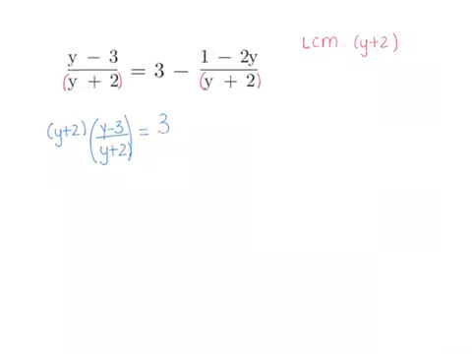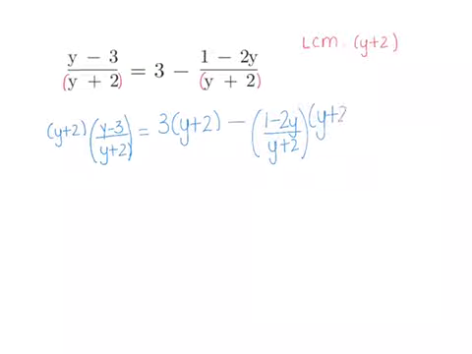I also have to multiply the 3 by y plus 2. And then I'm going to multiply the (1 minus 2y) over (y plus 2), which also gets multiplied by y plus 2. So every single thing gets multiplied. So here, these y plus 2's top and bottom will cancel, leaving me with that y minus 3.